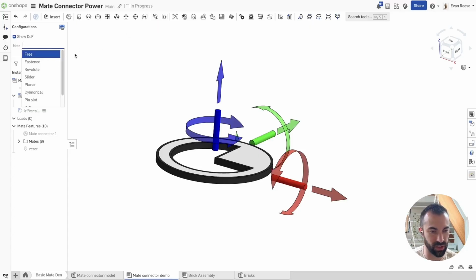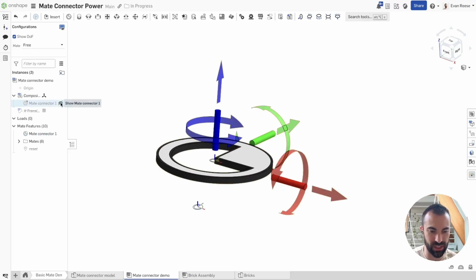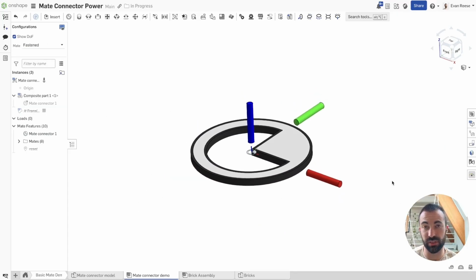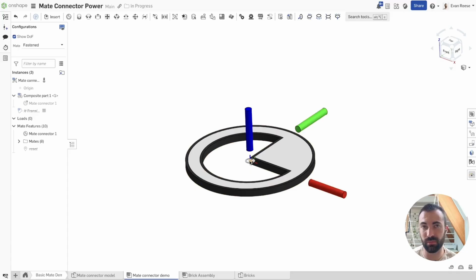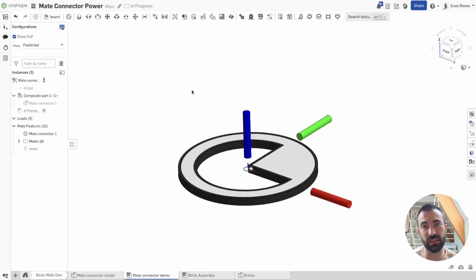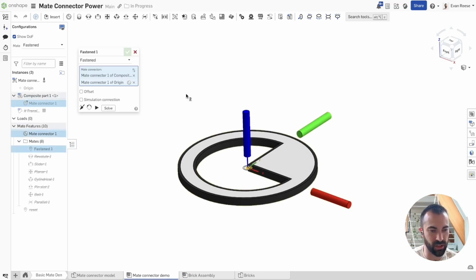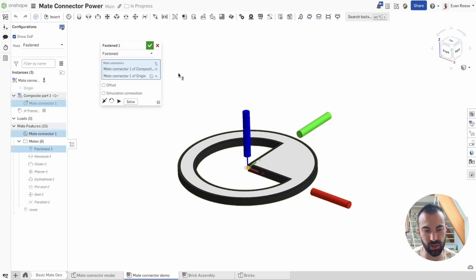So let me show you what I mean. If we use a fastened mate between my giant mate connector, which is actually this little mate connector it's attached to, and that mate connector, it looks like this. So no degrees of freedom. These are just lined up and it's stuck. And that's it. That's all it takes. You might use this to mate a screw to a hole and it's one mate and it's not going to twist around in the hole. Let me get into the mate itself and the dialog and show you what that looks like.